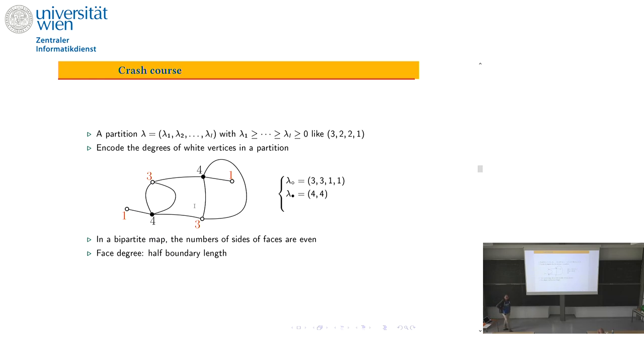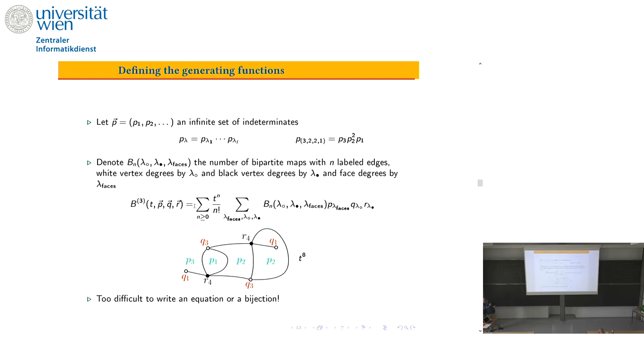So that's two partitions, and I have a third one, because if I look at the faces now, it's bipartite, so if I go around the face, I go white, black, white, black, white, black, so the length is even, and I call the degree of the face half that length. Okay. So for instance, the digon over there is of degree one because it has length two. Then the quadrangle in the middle has degree two. Okay. And again, I can record the degrees of the faces into a partition that I call lambda faces, which here is 3, 2, 1. Okay. So I have three partitions associated to the map.